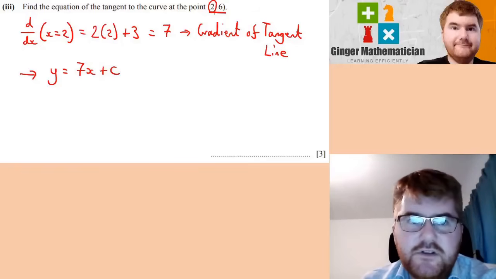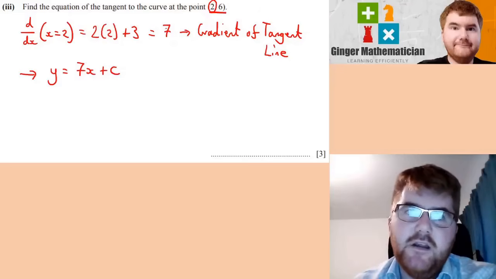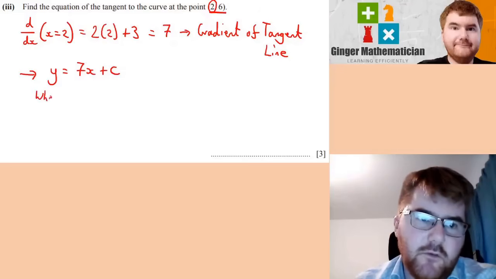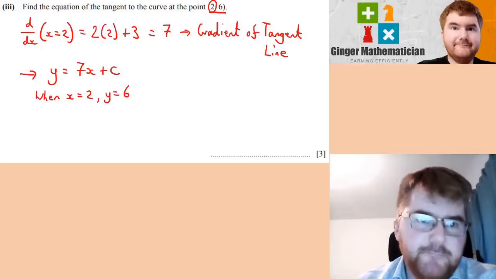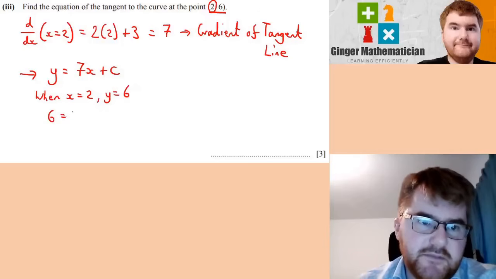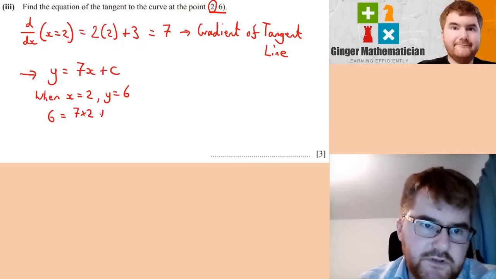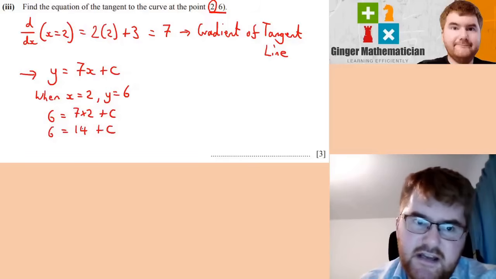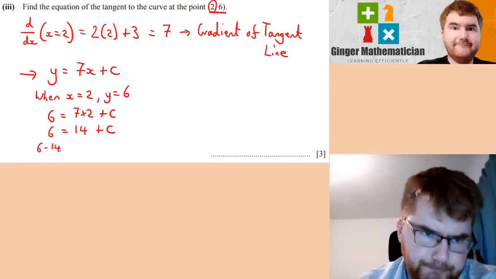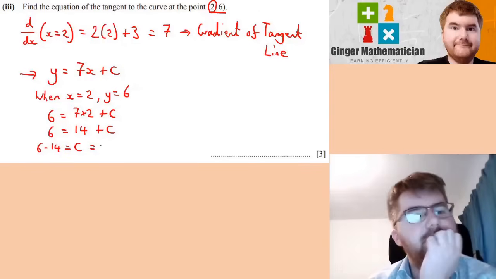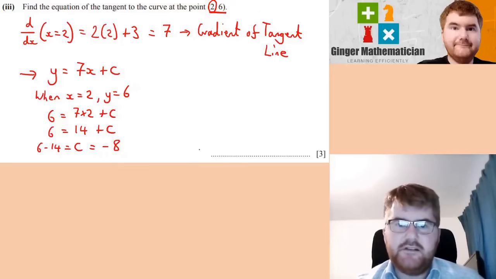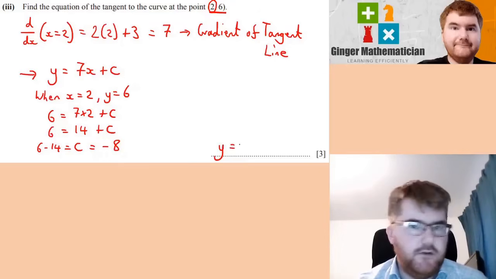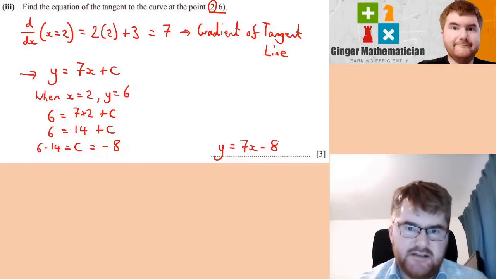We have a nice coordinate given already, which is very, very helpful. So we can actually work out the c. So when x is equal to 2, y is equal to 6. So we get 6 is equal to 7 times 2, which is going to be 14. And then to work out c, we're going to minus 14 from both sides. And that's going to give us minus 8. So our final answer is going to be y is equal to 7x minus 8.